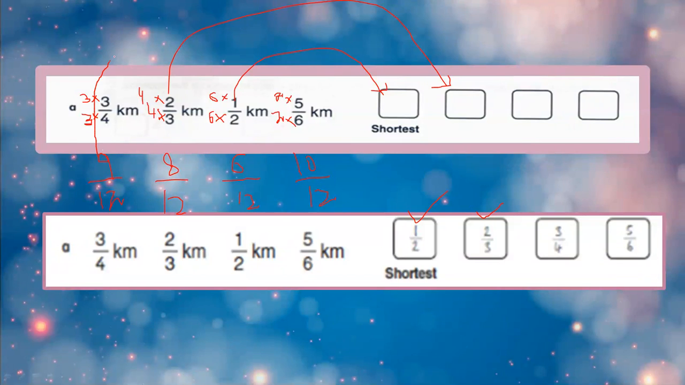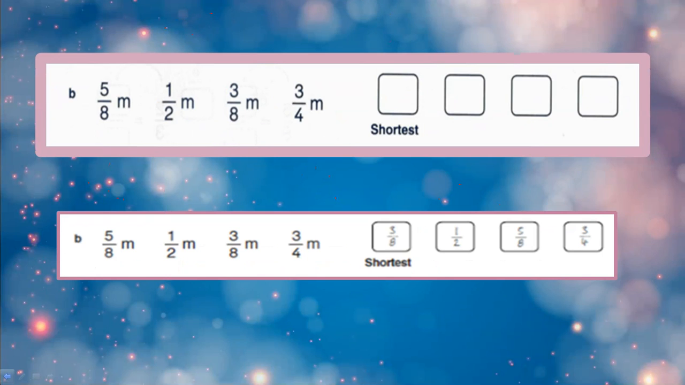It's 9 upon 12. Can I write it there? Okay, now what about the last? This will be 5 upon 6, that is 10 upon 12. Okay, so in this way, can we solve? We have to apply 3 steps.